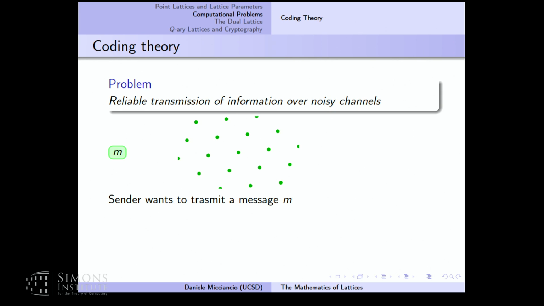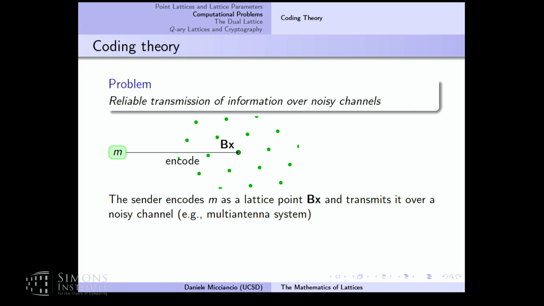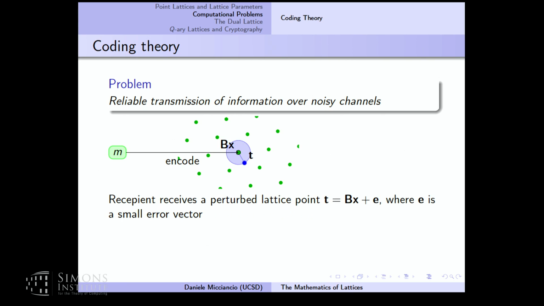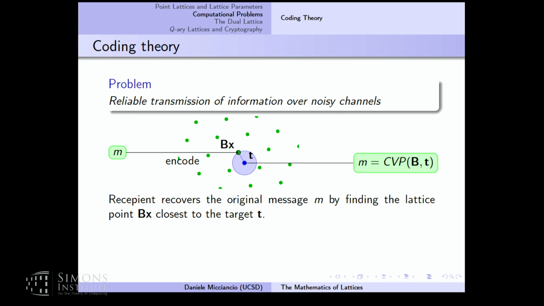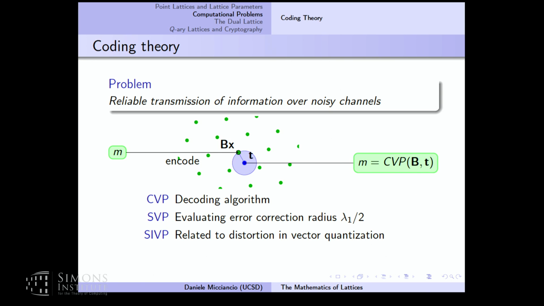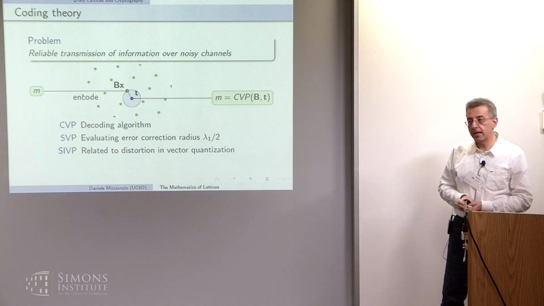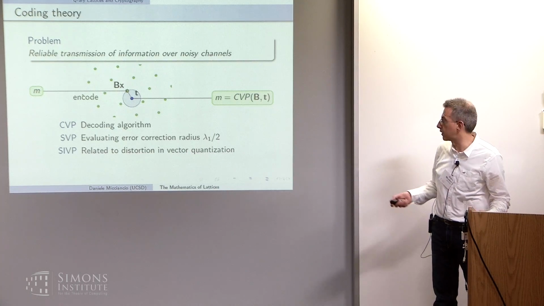And recovering from the error and recovering the original message that was sent is precisely the problem of finding the closest lattice point. So the encoder sends the message as a lattice point, transmits it over a channel, then this message is received but subject to some error. So you get a point t which is close to the vector that was sent, and recovering the lattice point closest to it gives a way to obtain the original message m. In this setting, you can see that the closest vector problem corresponds to decoding. That's the decoding problem, recovering the original message from the noisy received message.